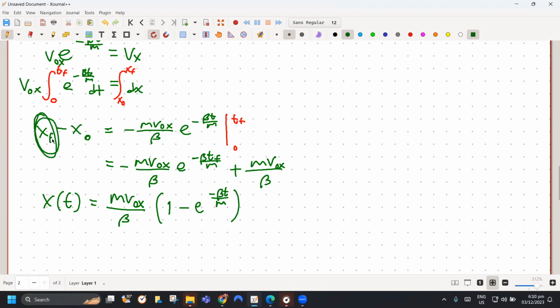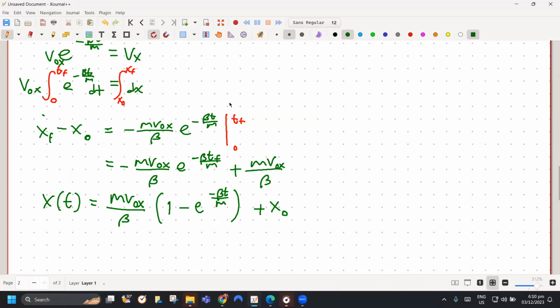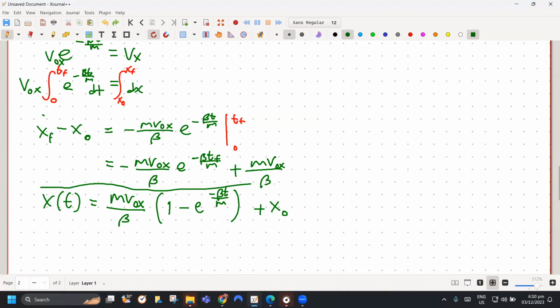Okay, ito na, alam ko ito yung book. I-box mo siya. Ayan, so we have the X. It's worth keeping. Oh, okay. So, yan yung general solution for motion along X.